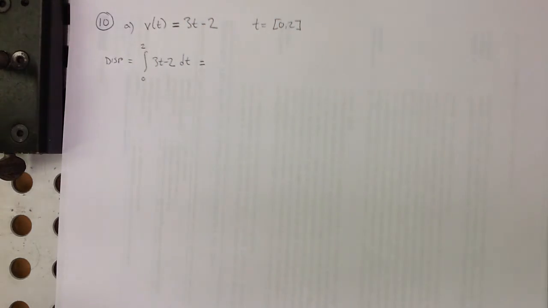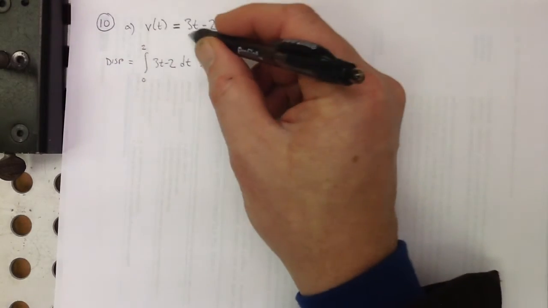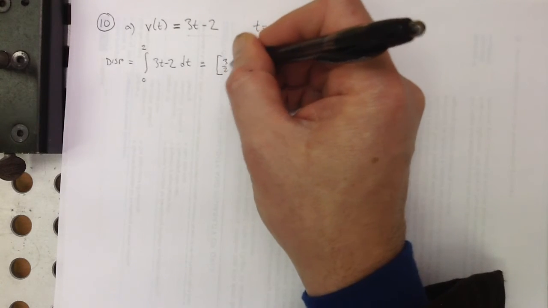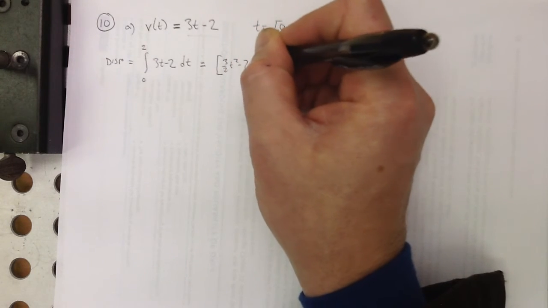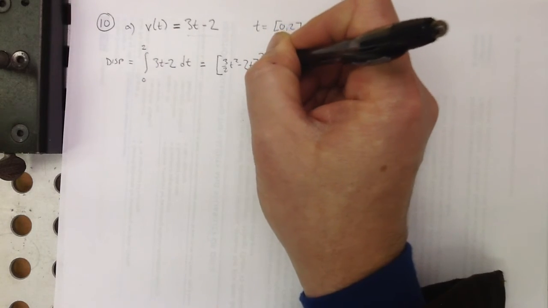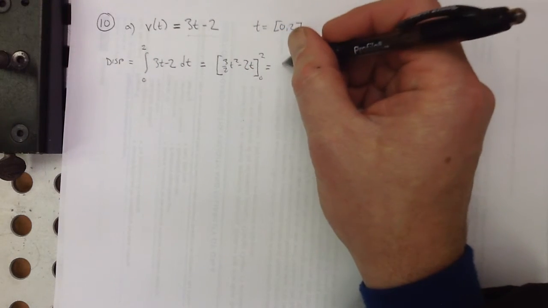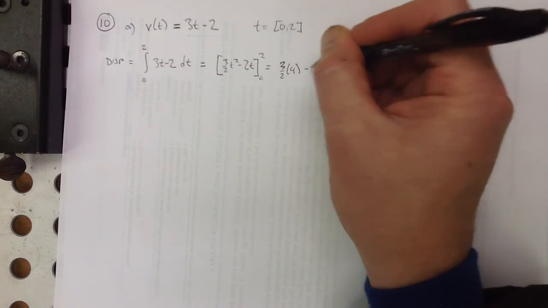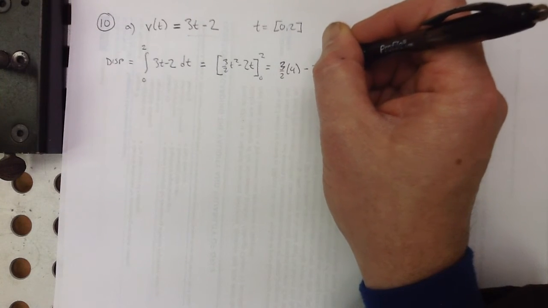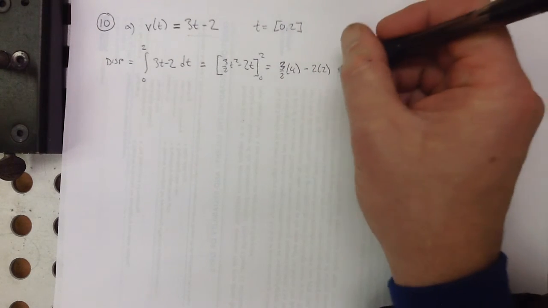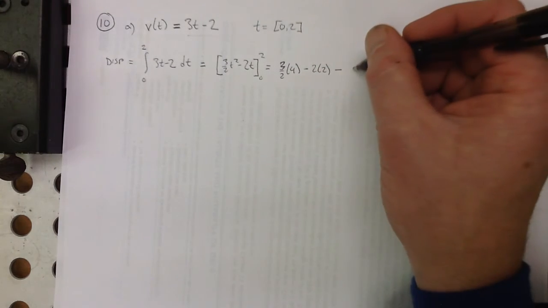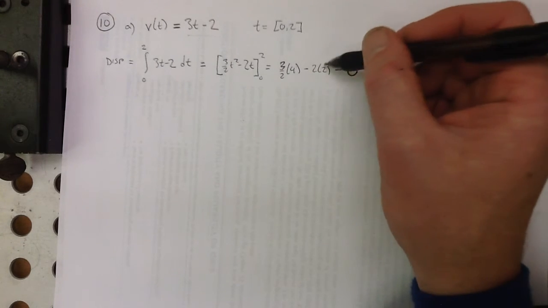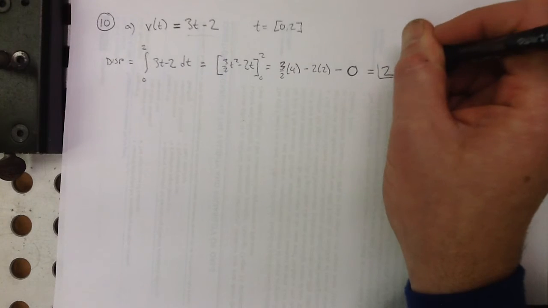That's how we find the displacement, right? Integral of the velocity function. So let's see, that would be the antiderivative of this, which would be 3/2 t squared minus 2t from 0 to 2. Plug in the 2. So that's 3/2 times 4 minus 2 times 2 minus, when I plug 0 into this, it's just a polynomial, so that's all going to be just equal to 0. And that's, let's see, 6 minus 4 is 2. So the displacement is 2.